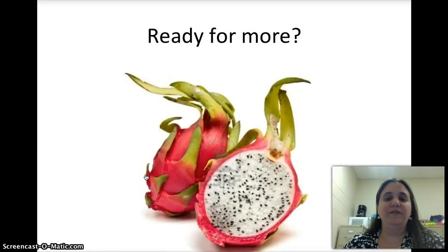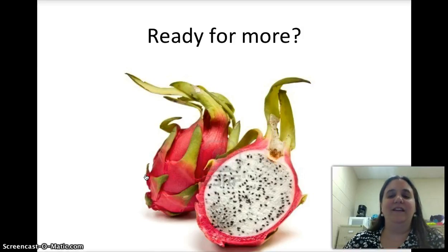Okay, so hopefully you're ready for some more. If not, maybe pause for a second. This is the dragon fruit. I don't know if you've ever had one, but they're pretty sweet and tasty.